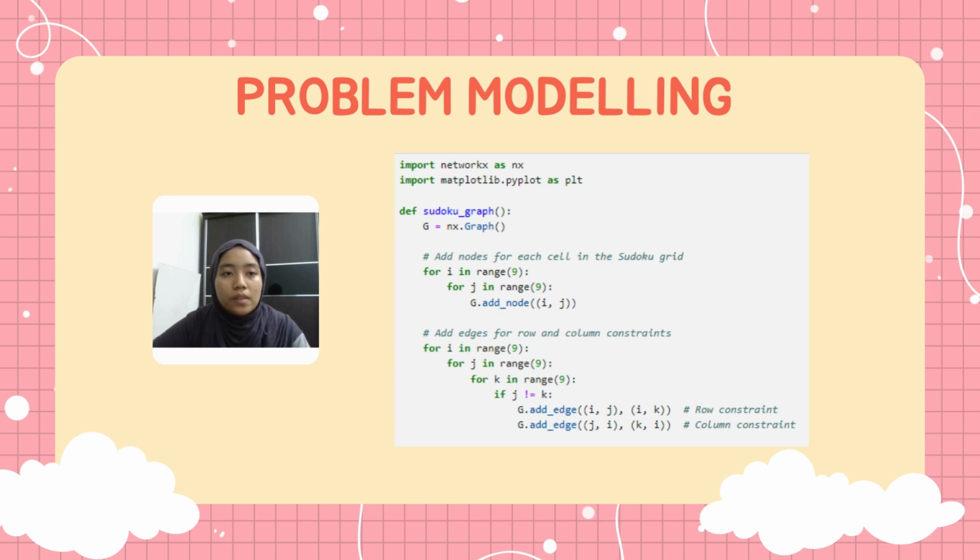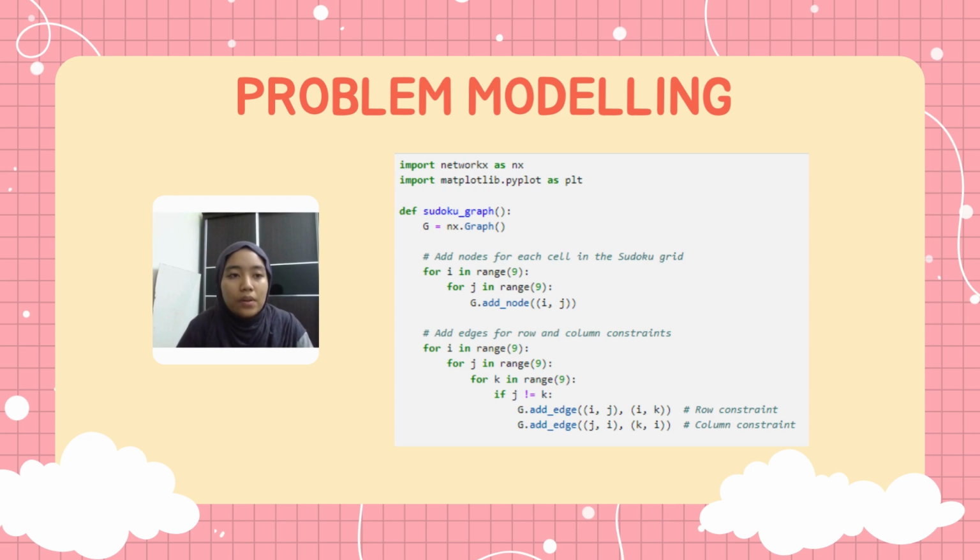Row constraints mean that each number 1 to 9 must appear exactly once in a row. Column constraints allow each number 1 to 9 to occur exactly once in a column, and box constraints permit each number 1 to 9 to appear only once in a 3 times 3 subgrid or box. Let me show you how to construct a 9 times 9 Sudoku grid with Python.